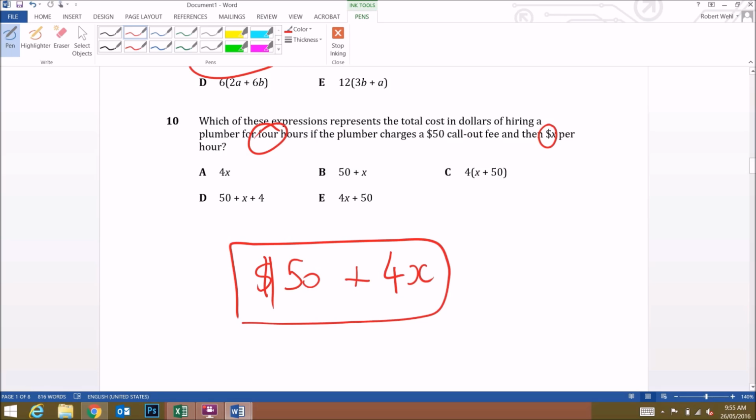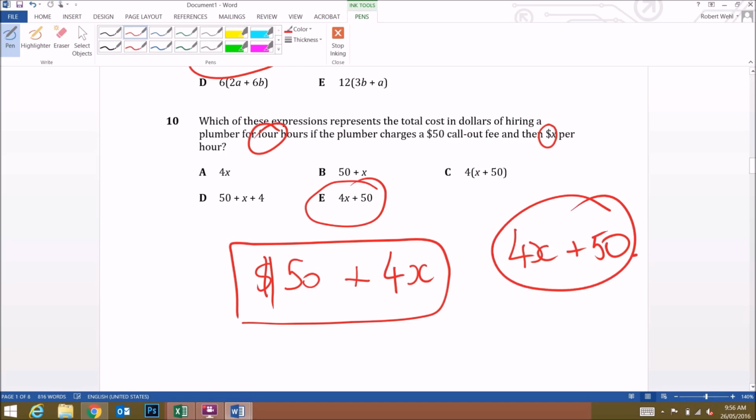Which of these expressions represents the total cost in dollars of hiring? Let's have a look. Well, we've got it right here. 4x plus 50. It's just the other way around. Remember, it doesn't matter what order it comes in, and the reason being is that order of operations will make you do this part of the expression first. Likewise, it's the same case in this one.